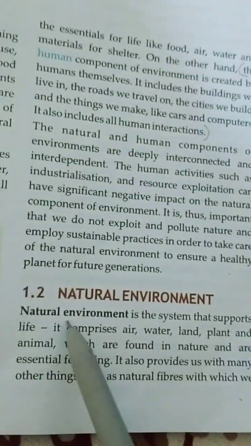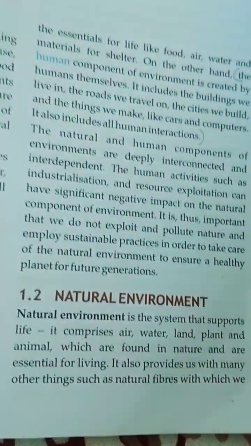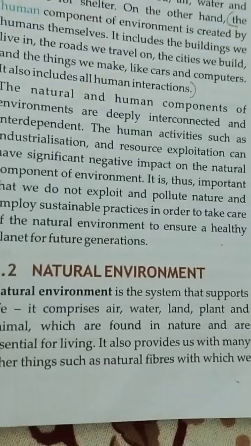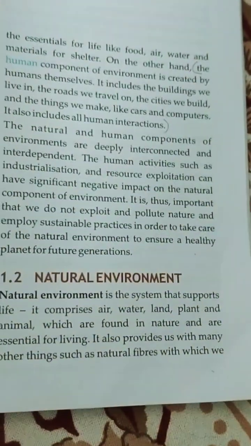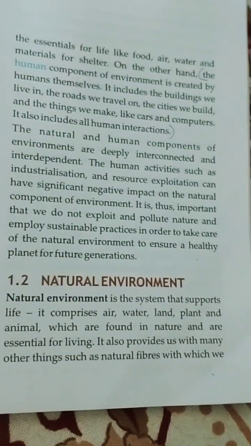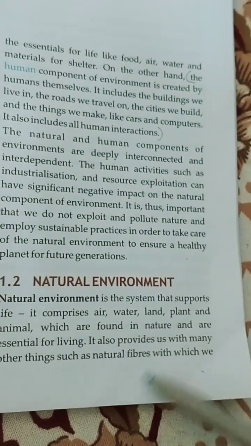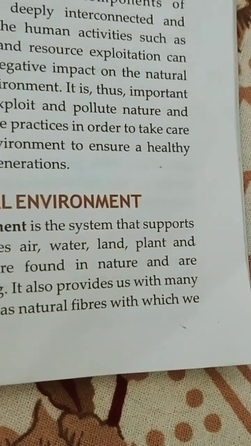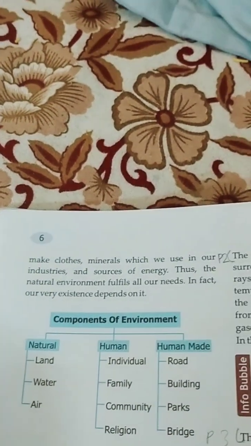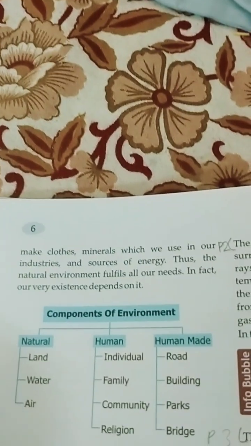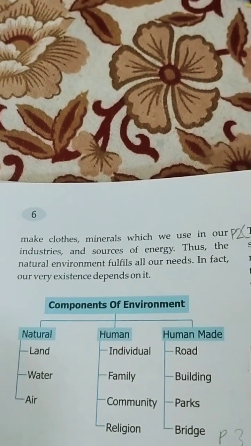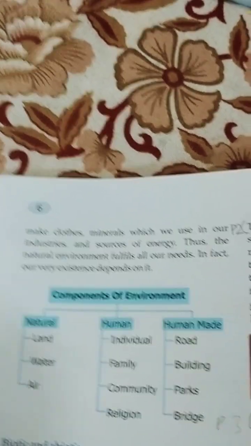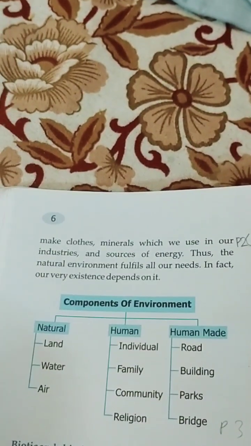So let's start. Natural environment is a system that supports life. It comprises air, water, land, plants, and animals, which are found in nature and are essential for living. It also provides us with many other things such as natural fibers with which we make clothes, minerals which we use in our industries, and resources of energy. Thus, the natural environment fulfills our needs. In fact, our existence depends on it.